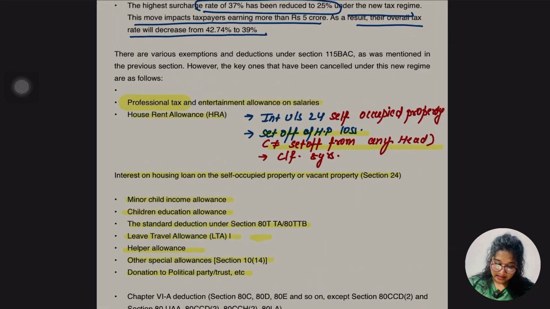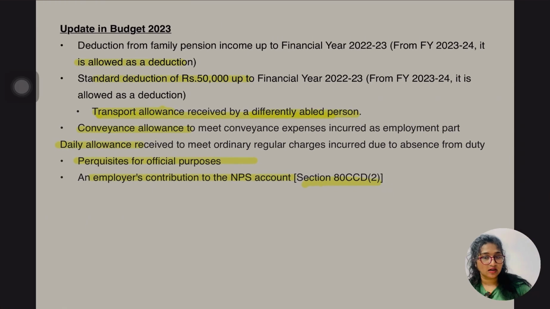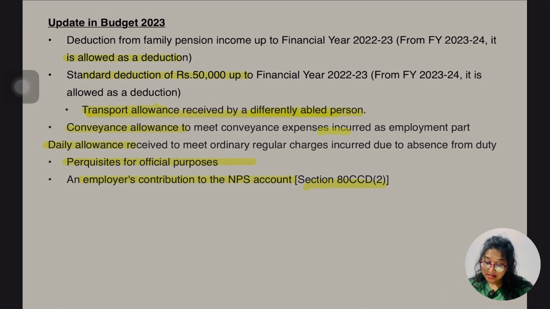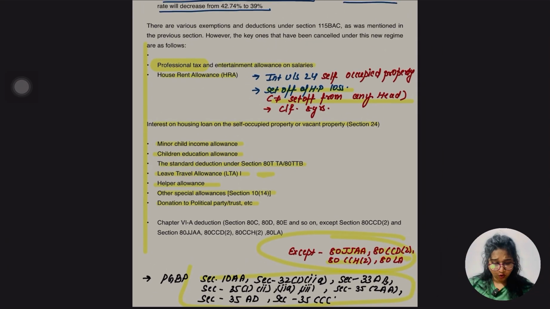So these are the section deductions which are not allowable in this section. But there are a few allowed: the 50,000 standard deduction and the family pension deduction. Transport allowance for the differently abled, if it is received by them. And conveyance allowance to meet the expenses incurred as part of employment, and daily allowance related to these things. Other things are not allowed in this section. There were exceptions also: 80JJAA, 80CCD subsection 2, 80CCH subsection 2 and 80LA are allowable. Except these, no deduction is allowed. Hope this point was clear.